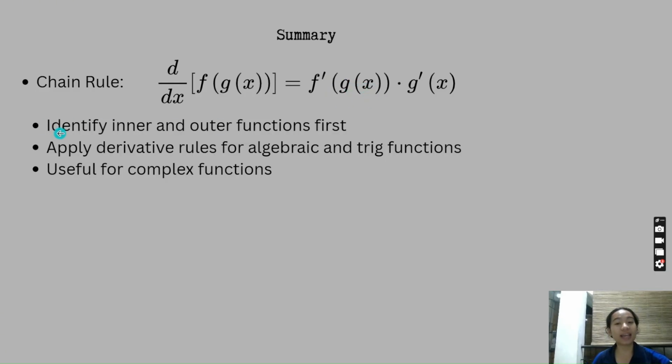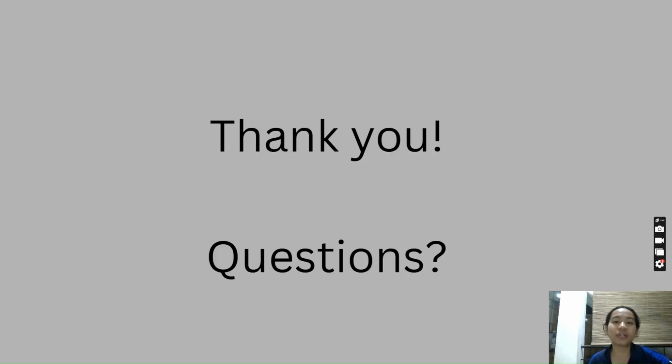And then to apply the formula, the first thing that we need to do is to identify the inner and outer functions, then apply derivative rules for algebraic and trigonometric functions, which were discussed earlier, and this chain rule is useful for complex functions. And that would be all for our discussion. Hope you have fully understood the chain rule even in complex functions.